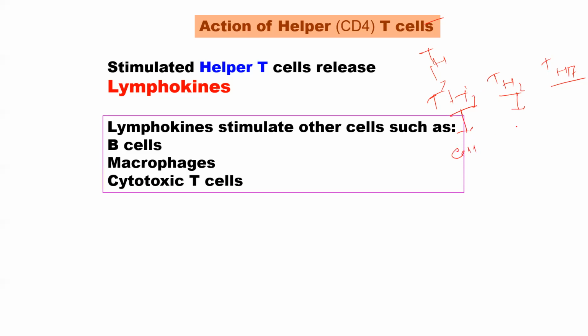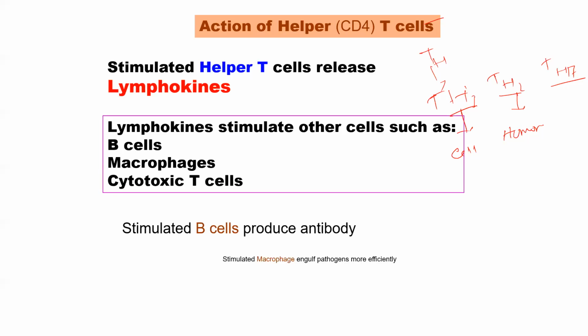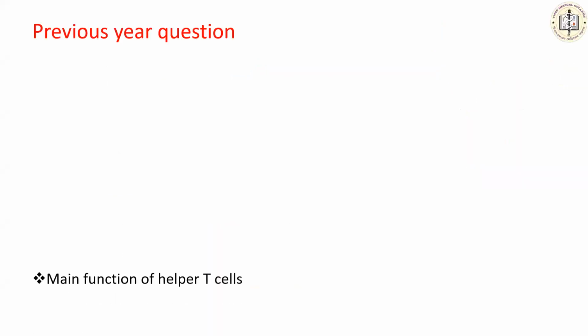Cell-mediated immunity. And the function of T helper cell 2 is to produce humoral immunity, or to generate the B cell. So these are the functions you need to know.